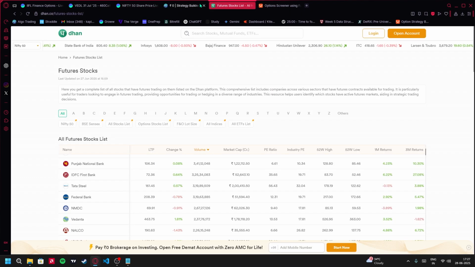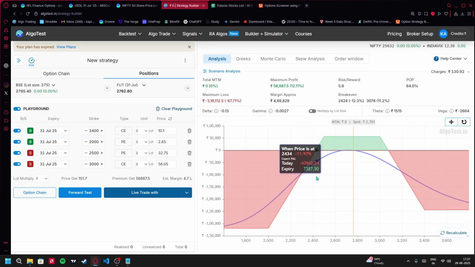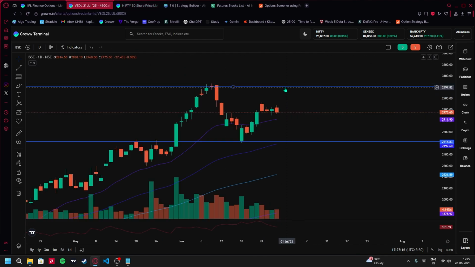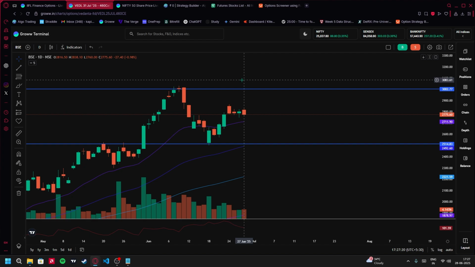Now for the exit, let's come back to BSE. Suddenly, if you think the stock has broken out of the 3000 range, if you think the market is going to break out of this 3000 and not come back, just exit. Don't even think much, just exit and find a new stock.